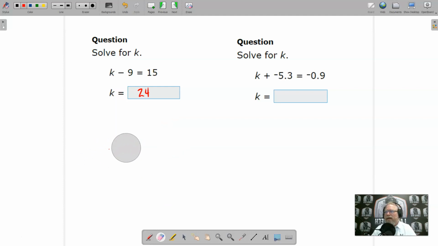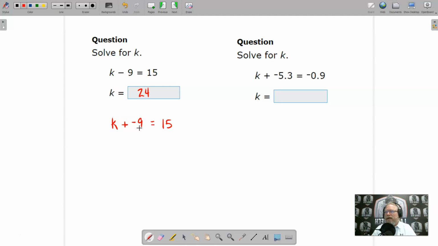Now I'm going to go ahead and rewrite that minus a positive. Let's go ahead and deal with that a different way. K plus negative 9. I'm just changing the operation from subtraction to addition and then taking the opposite of the number that follows the sign that I changed. And then bringing down our 15.